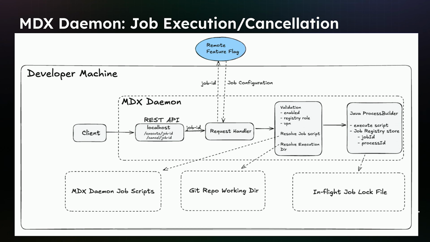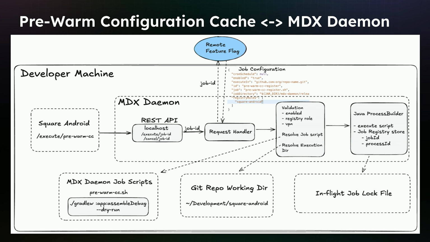We then use Java's process builder to execute the script and store the process ID along with the job ID in a log file on the machine while the job is in flight. When the daemon receives a cancellation request for a specific job ID, we can then use this process ID to terminate the job.